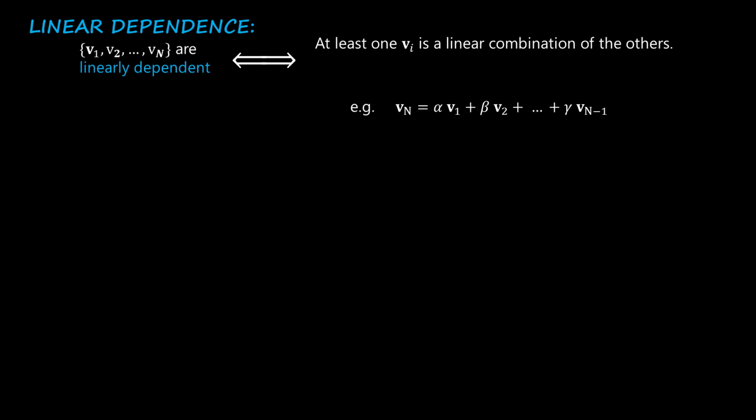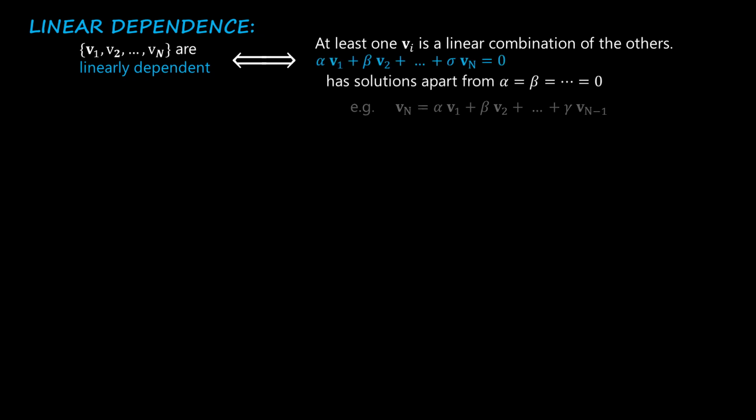We can do it by moving all terms to one side and leaving 0 on the other. So we can write that a set of vectors is linearly dependent if and only if alpha times v1 plus beta v2 plus all the way up to sigma vn equals 0. If this has a solution apart from the trivial one of setting all coefficients to 0, then the set of vectors is linearly dependent.